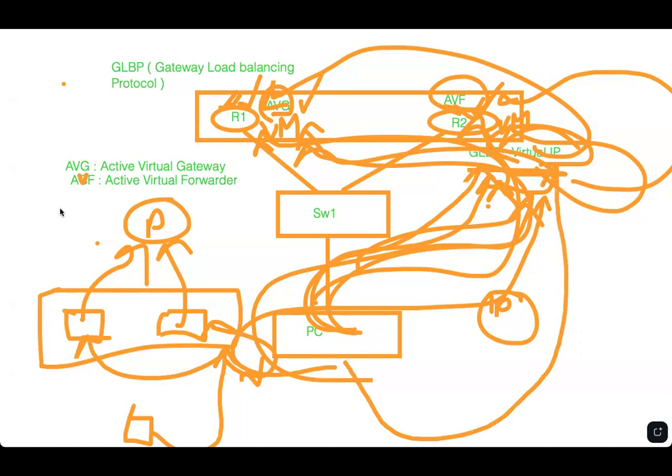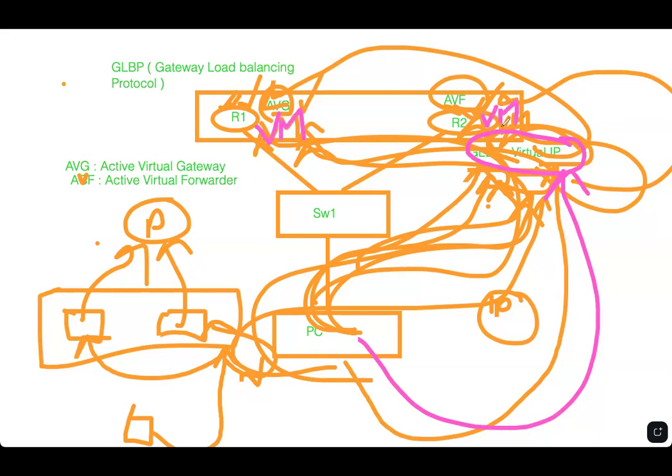The traffic from the PC is connected to the virtual IP. So now this virtual IP should be pointing to a MAC address. So the AVG will assign the virtual MAC addresses of router 1 and router 2. Now AVF is just a forwarder, right? So when the packet from the PC comes to the group, it can point to either the AVG or AVF. But AVF will just forward that, while AVG will also assign the virtual MACs to both the routers at the initial stage.